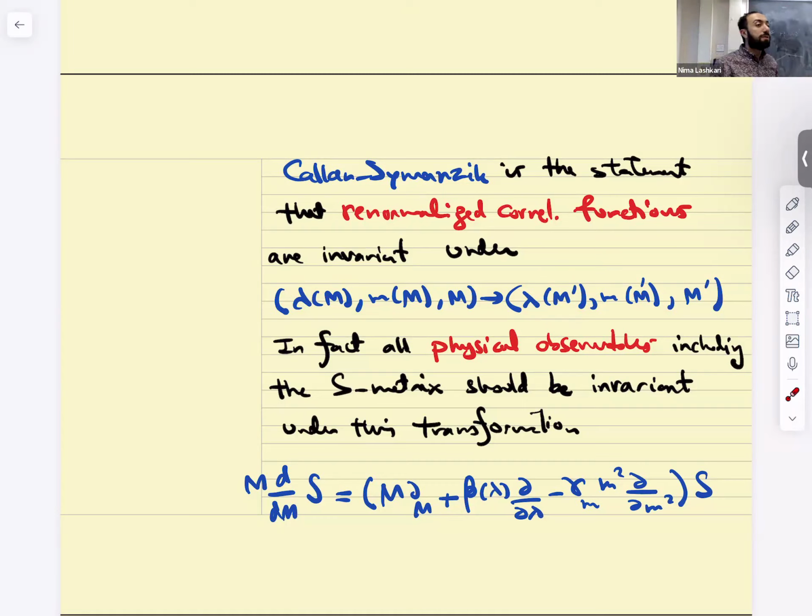Now, why is this? What's the physics of this? The physics is the statement that physical observables should be invariant under this transformation. If you recall in part 1 of the course, we said correlation functions are a set of observables of quantum field theory, but there are other observables we talked about. In particular, we talked about the S matrix. The S matrix also must remain invariant under this transformation. So here's the transformation rule you can write down for the S matrix. The S matrix, like any other observable, cannot depend on the renormalization scale.